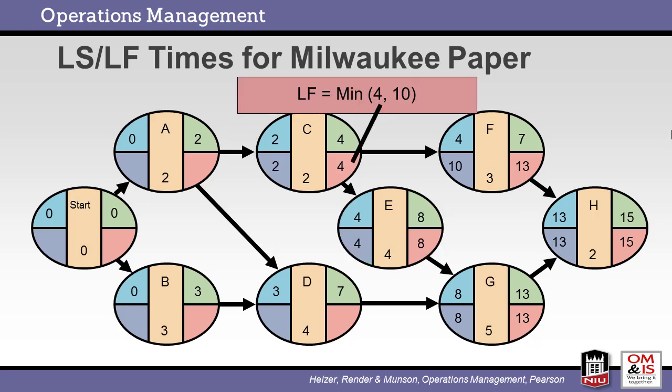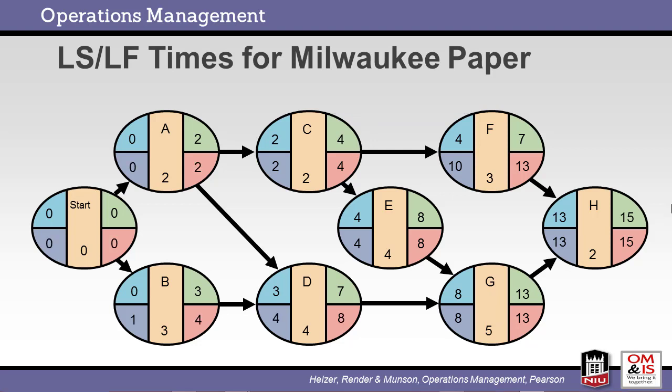We follow the same process for activity G and move to activity C. The latest finish is the smaller of the latest starts of the two following activities. We calculate the latest start for activity C. We follow this process until we reach the start activity, and all of the latest start and finish dates are calculated. Note that the latest start and finish values in the network have been updated. This is the completed project plan.